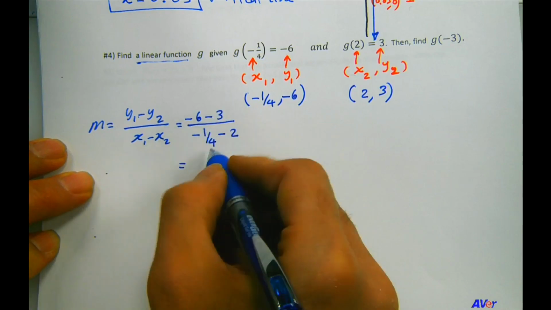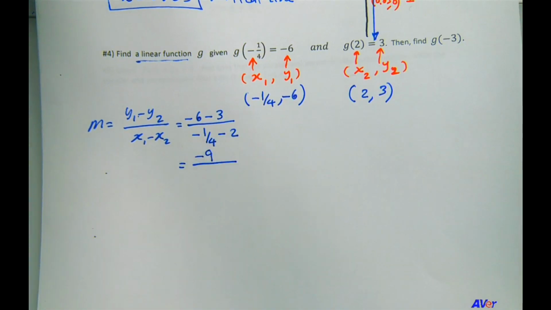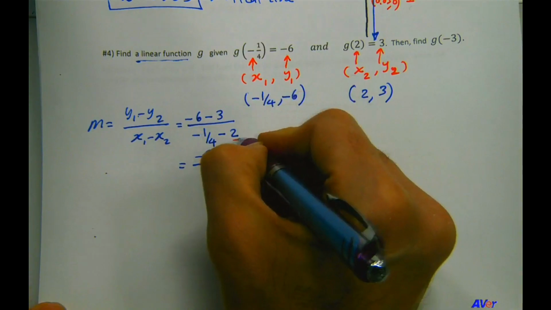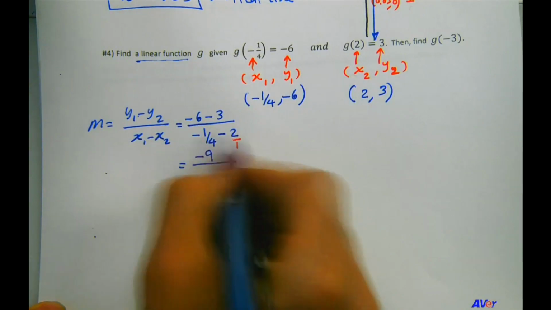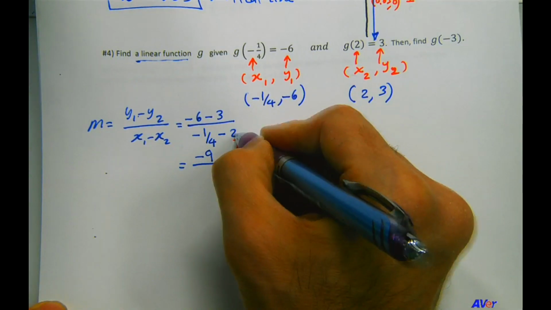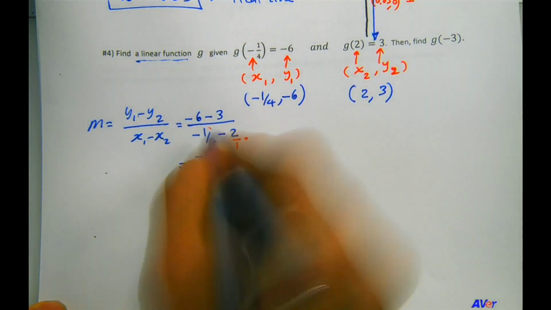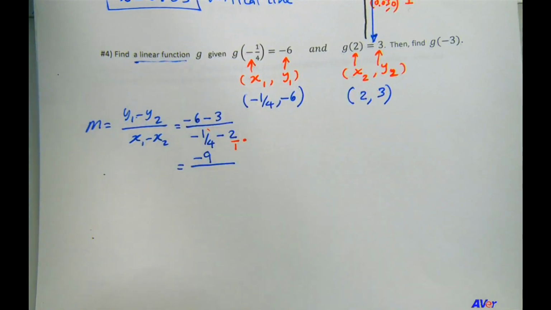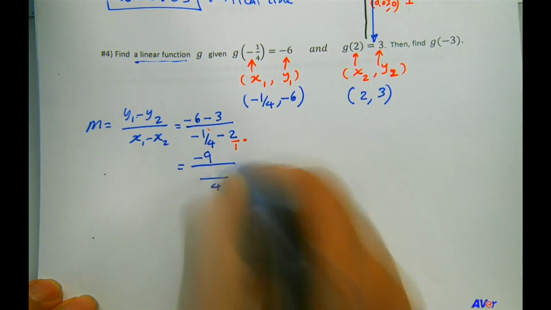Okay, so simplifying, we have minus 9 in the numerator. In the denominator, things are interesting, right? Because we have to take the common denominator. The common denominator is 4. And the 2, negative 2, has a denominator 1. So the first fraction is happy. It's already got a 4 as the denominator, which we will calculate. We're calculating right now what quantity should go here.